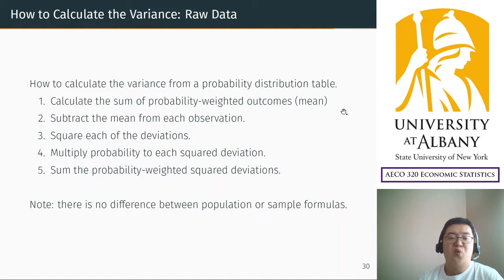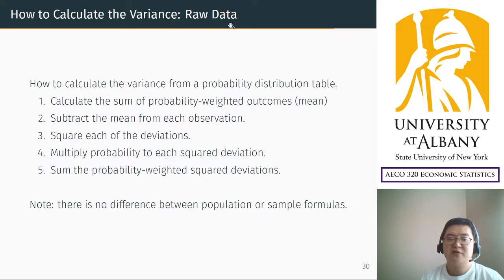So in sum, we do this: calculate the sum of probability weighted outcomes. I put probability weighted outcomes to show that you have to use the probabilities. And the second, third steps are the same. Subtract the mean from the observation and square each of the deviations. And then step 4 is the difference. When you have raw data, there is no probability. So you could just sum the squared deviations and divide by n or n minus 1. But now you have to use the probabilities and sum the probability weighted squared deviations. So this is the first step, and the last two steps are different from the previous method.